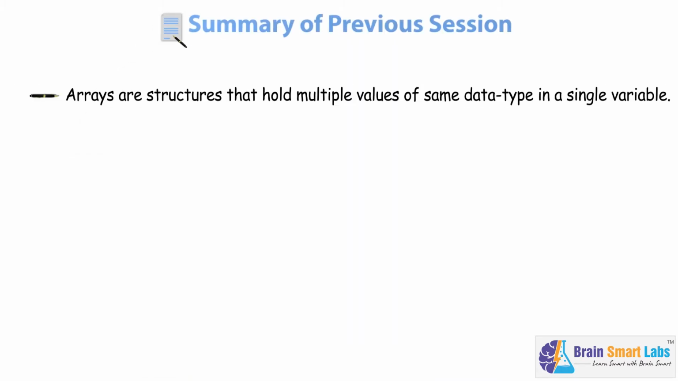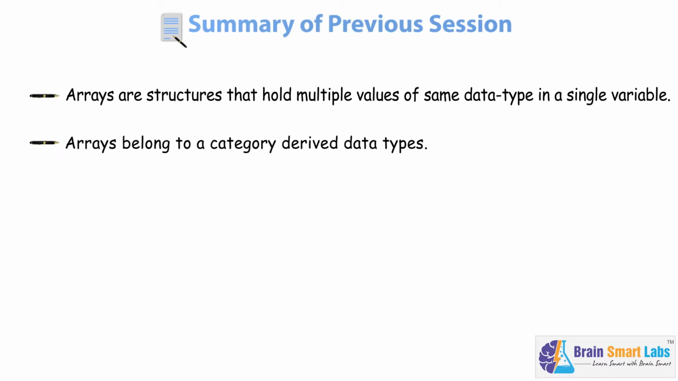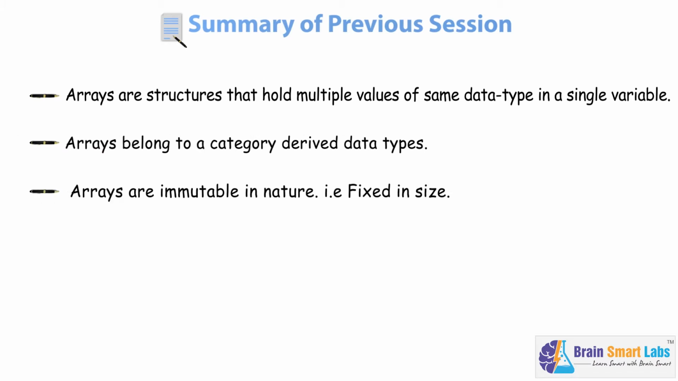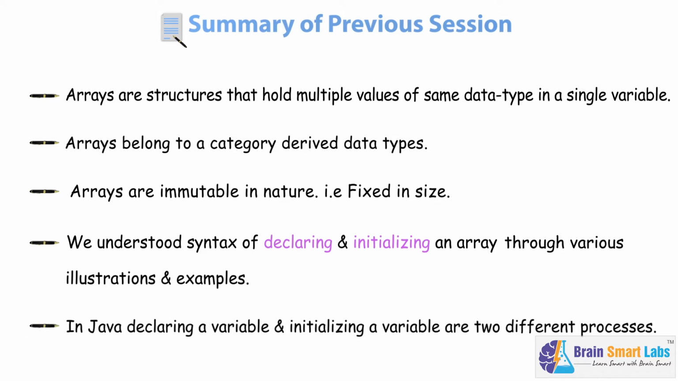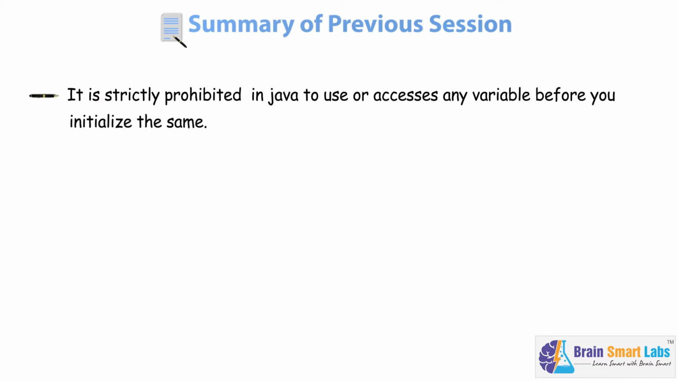Now before we start with our today's topic, let us start seeing what we did in our previous session. In our previous session, understanding arrays, we saw arrays are structures that hold multiple values of same data type in a single variable. Arrays belong to a category derived data types and they are immutable in nature, that is fixed in size. We understood the syntax of declaring and initializing an array through various illustrations and examples. In Java, declaring a variable and initializing a variable are two different processes, and it is strictly prohibited in Java to use or access any variable before you initialize the same.